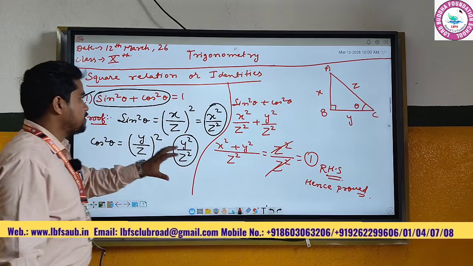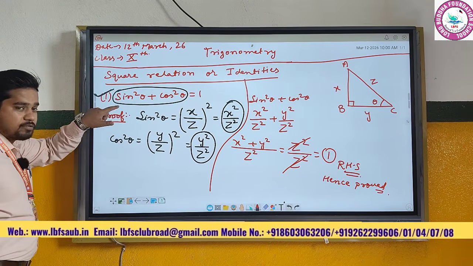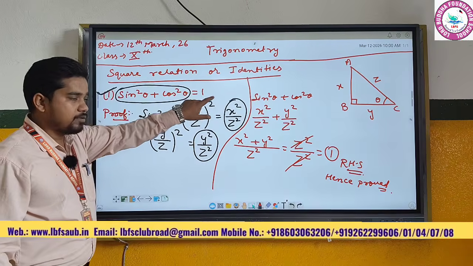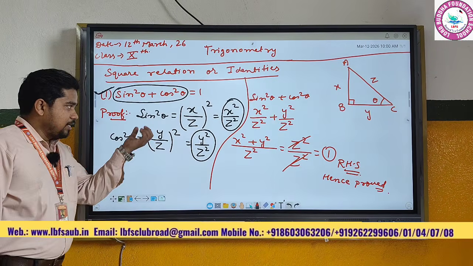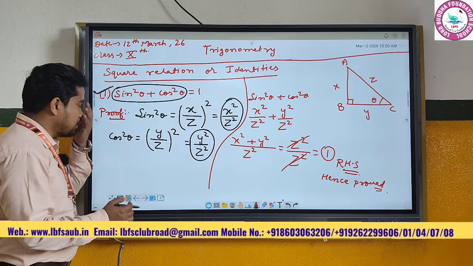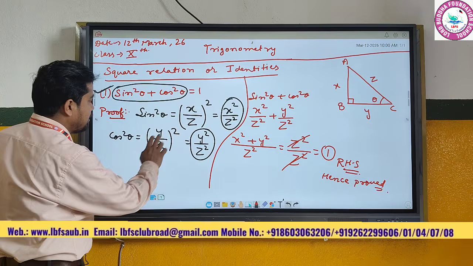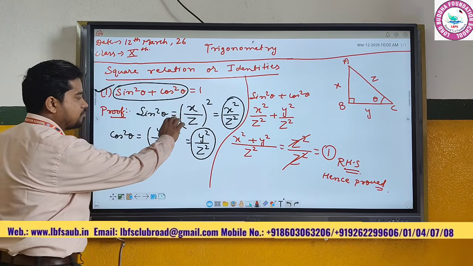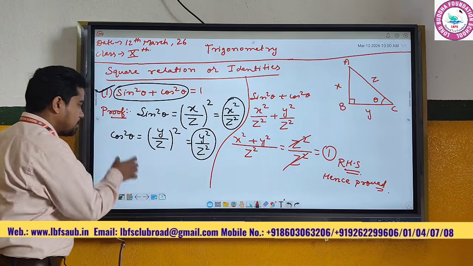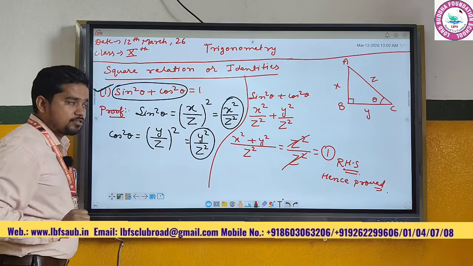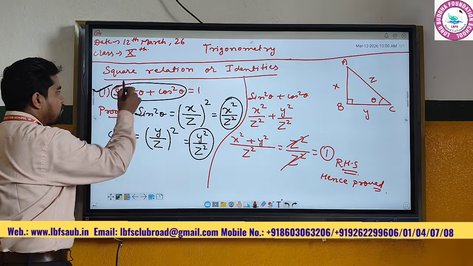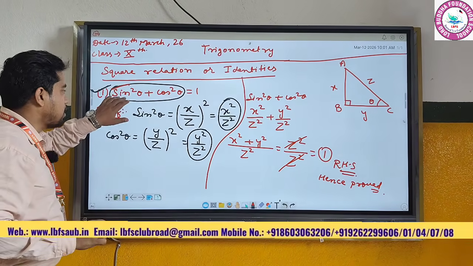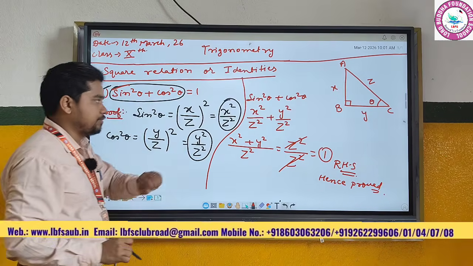Therefore, our first identity is proved, which is sin square theta plus cos square theta is equal to 1. Okay, let us review this question. Review this identity, which is sin square theta is equal to x square upon z square, cos square theta is equal to y square upon z square. What we have to find? We have to find out the sum of sin square theta plus cos square theta.